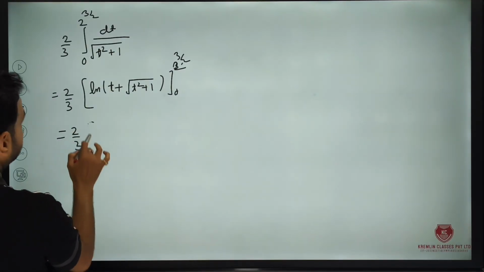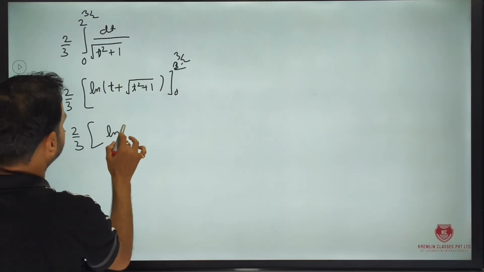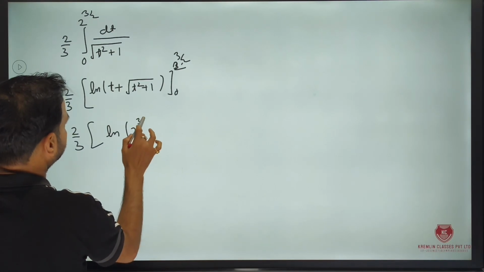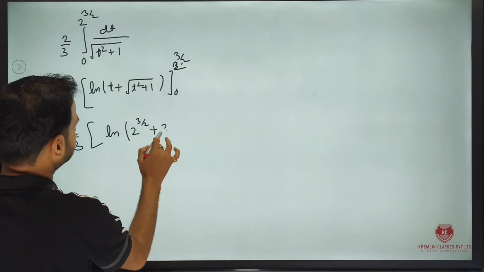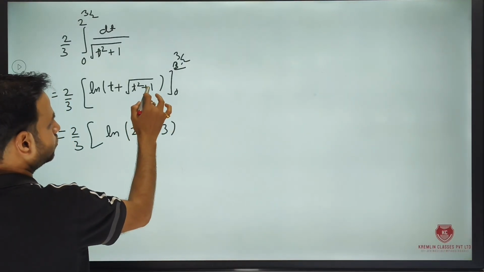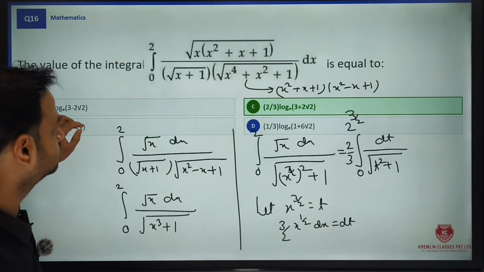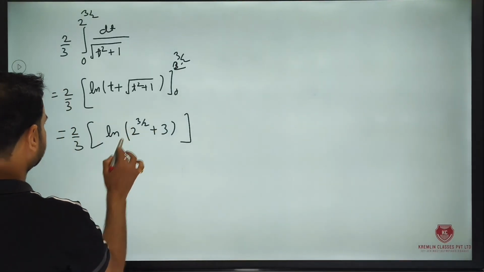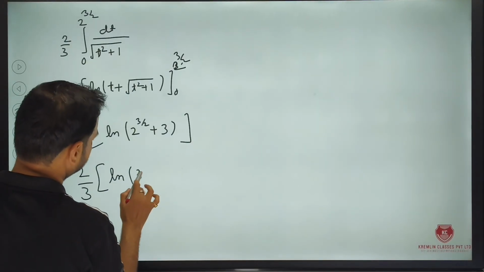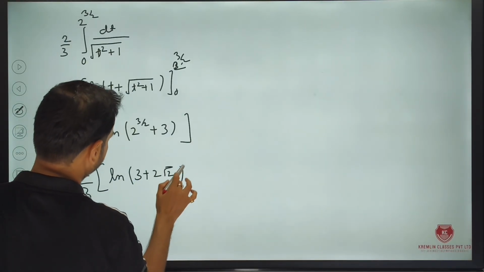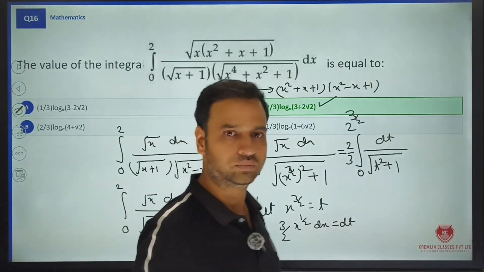So (2/3), when we put the limit, ln of 2^(3/2) plus root of 2 cube, 8, plus 1, 9, minus 0. You can see clearly this can be written as (2/3) ln of 3 plus 2 root 2. So the right answer is this one.